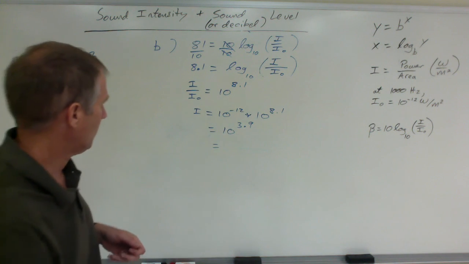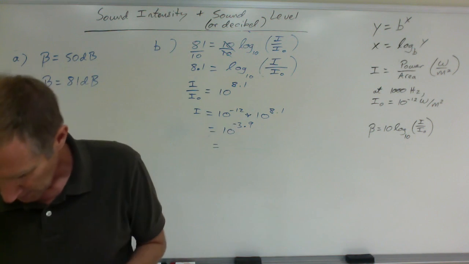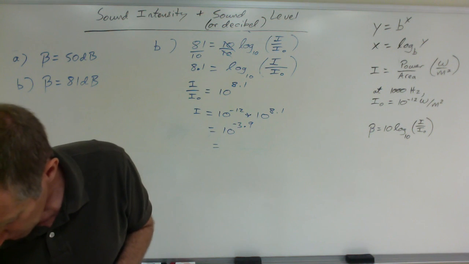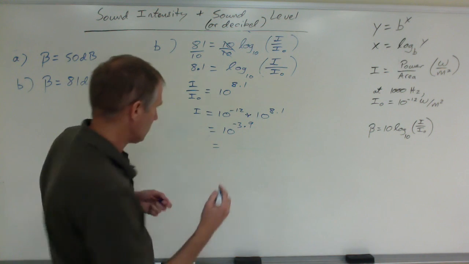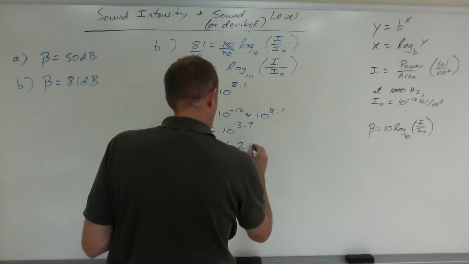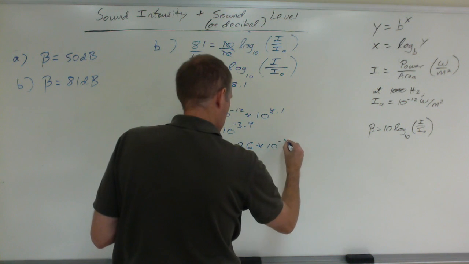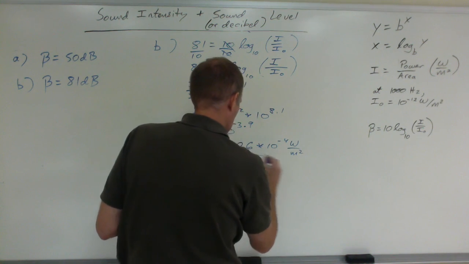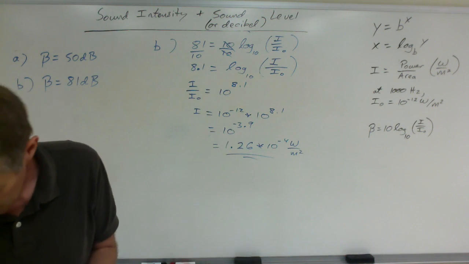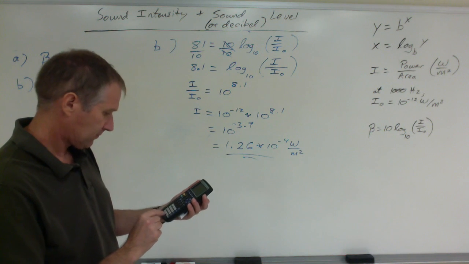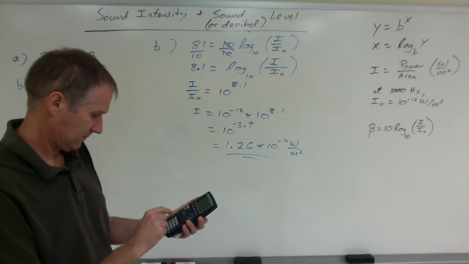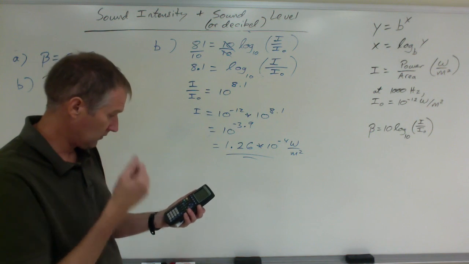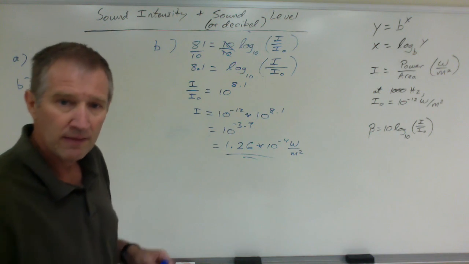Oh, by the way, there's a negative sign in front of that. Where did I get the answer to that? It's 1.26 times 10 to the negative 4 watts per meter squared. Let me just double check that. I can't read my writing. So, negative 3.9. Yeah, 1.26 times 10 to the negative 4 watts per meter squared. That's the answer.